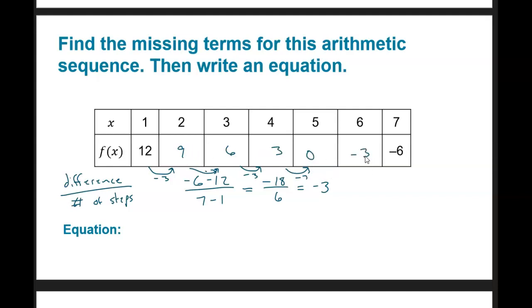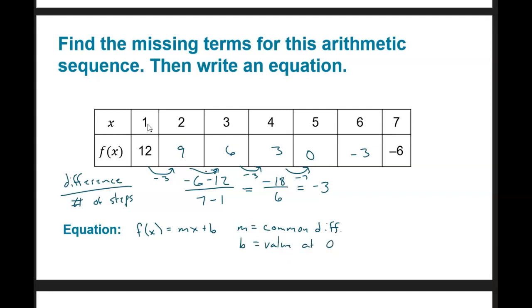All right, so what is our equation now? Do we remember how to write an equation? Well, we had our good old friend Slope-Intercept Form. This is what we use for arithmetic sequences, mx plus b. M is the common difference, and b is our value at 0.